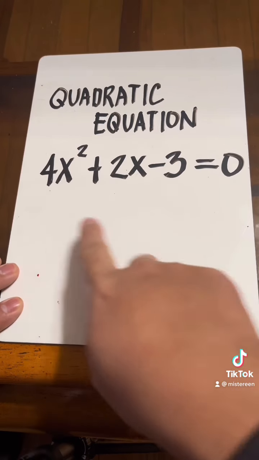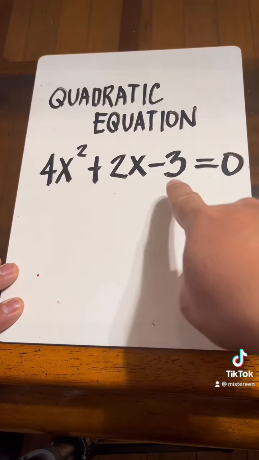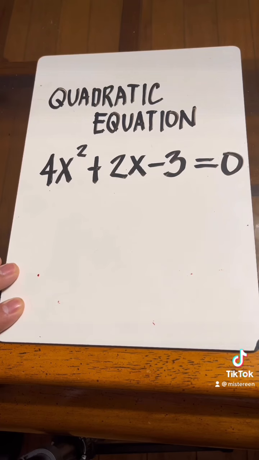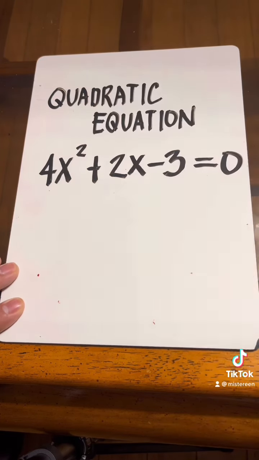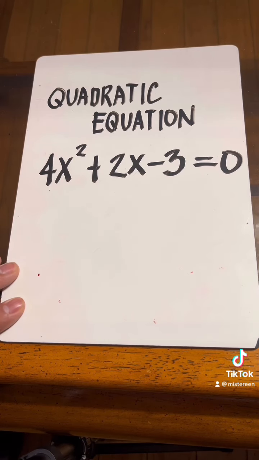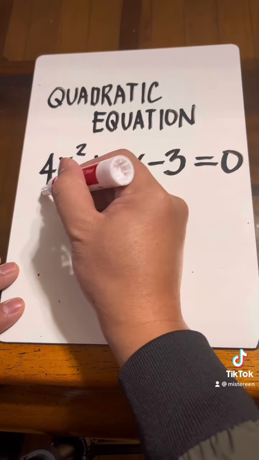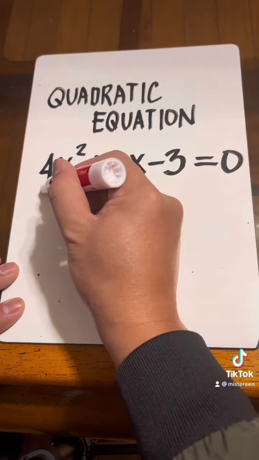For example, we have the equation 4x squared plus 2x minus 3 equals 0. This is a quadratic equation because the highest exponent there is 2. So look at the exponent, that's 2. And let's determine a, b, c from this equation. The number in front of your x squared is your a. So a here is 4. The number in front of the x term is your b. So positive 2 is your b. And the constant, which is negative 3, is your c.